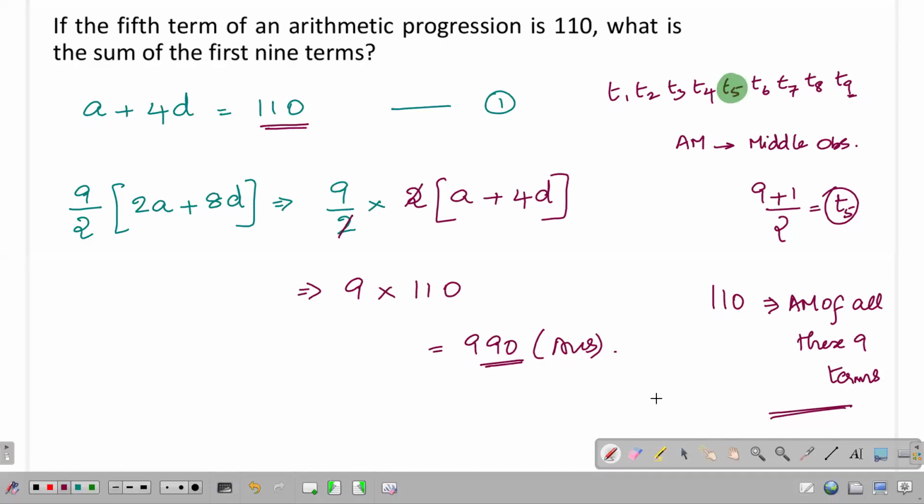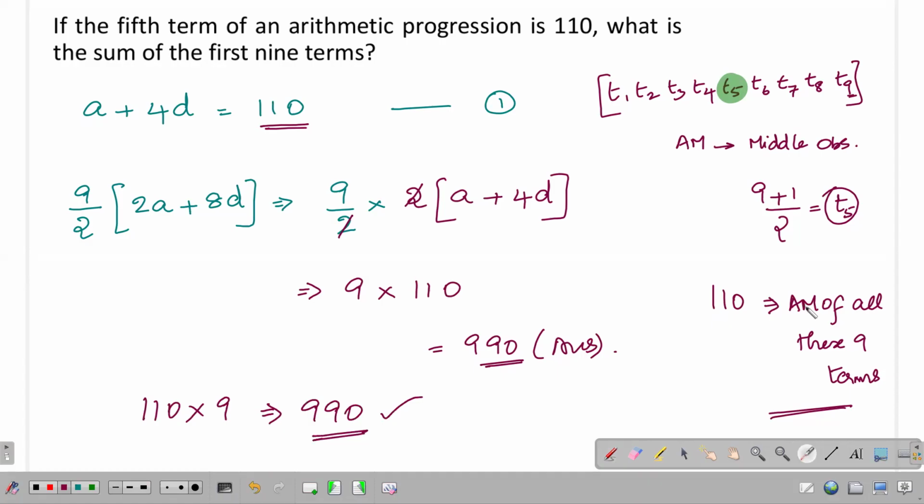So what is the sum of observations? The sum of observations is nothing but arithmetic mean into number of observations. Arithmetic mean is 110, number of observations is 9. That will also fetch you the result here as 990. So this result also you should be aware of.